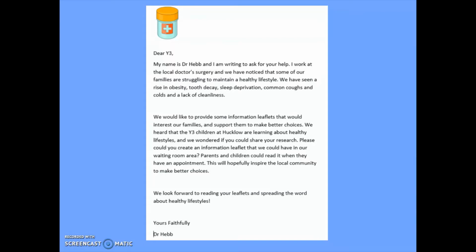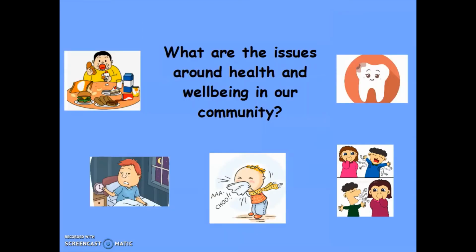Do you think we can help him, Year 3? I know that we can. After reading through Dr. Hebb's letter, what are the issues around health and well-being in our community? Can you read through the letter and try to retrieve the information to answer the question?